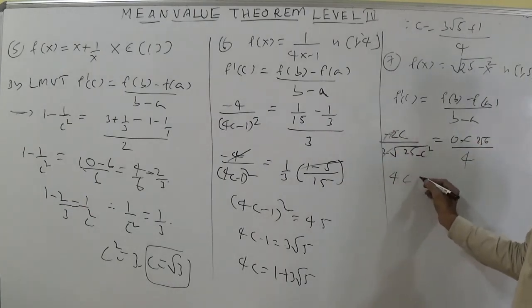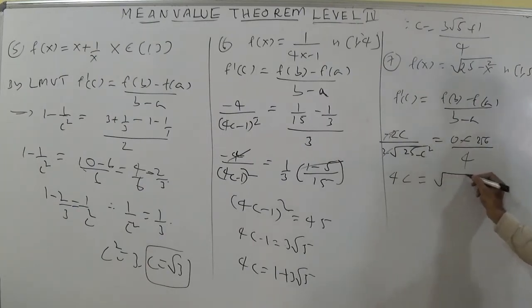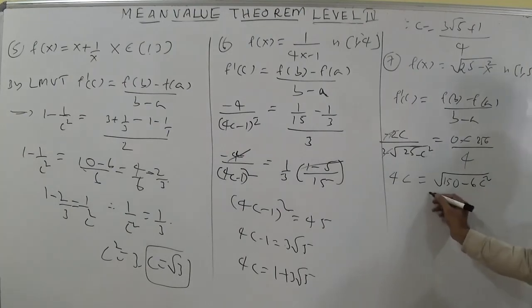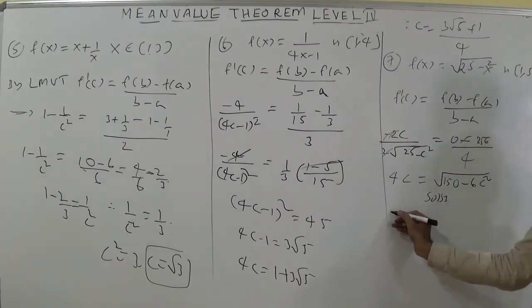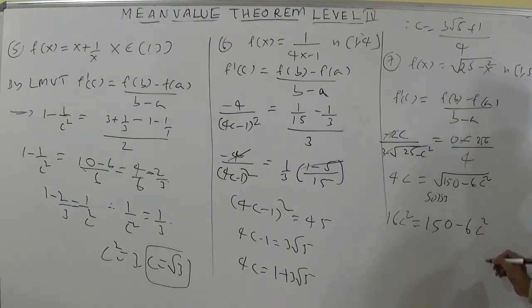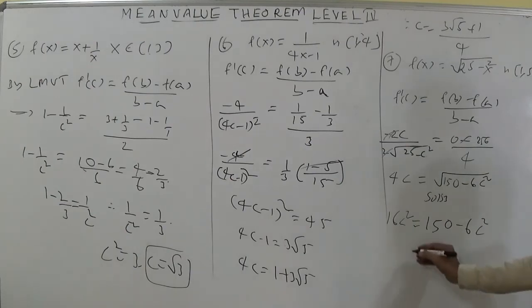Here you can write 4c is equal to root of, taking cross multiplication and multiplying with 6, we get 6 into 25 equal to 150 minus 6c square. Squaring both sides, 16c square is equal to 150 minus 6c square. Taking 6c square to the left, 150 is 16 plus 6, that is 22c square.